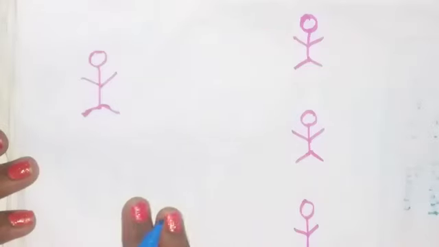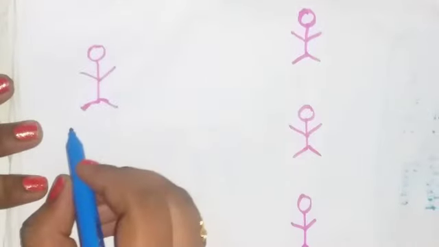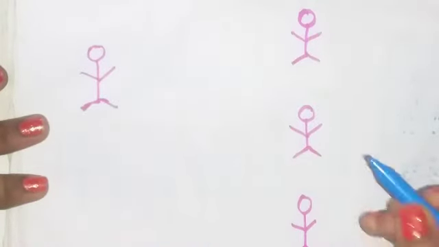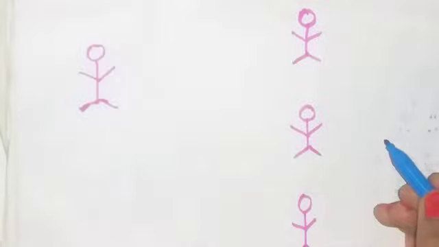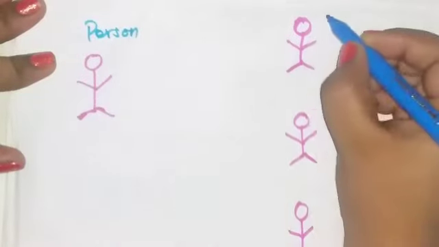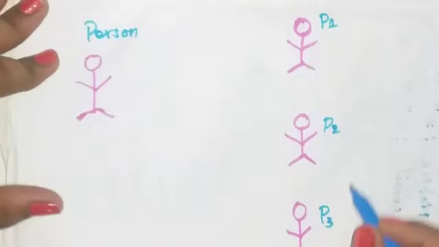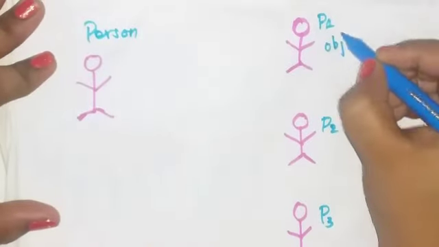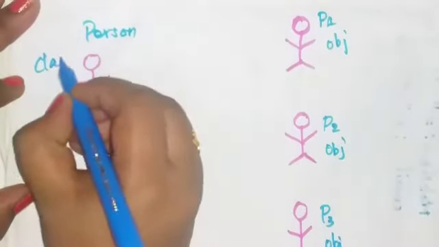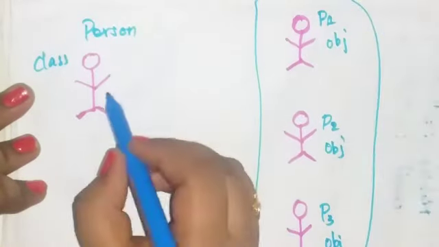Next we will see what is class and what is object. You already know what is class. Class is a collection of objects. What is object? Object is an instance of a class. This is person. This is person 1, person 2, person 3. This is one object, this is one object, this is another object. This is class. What is class? Collection of these objects is called class.